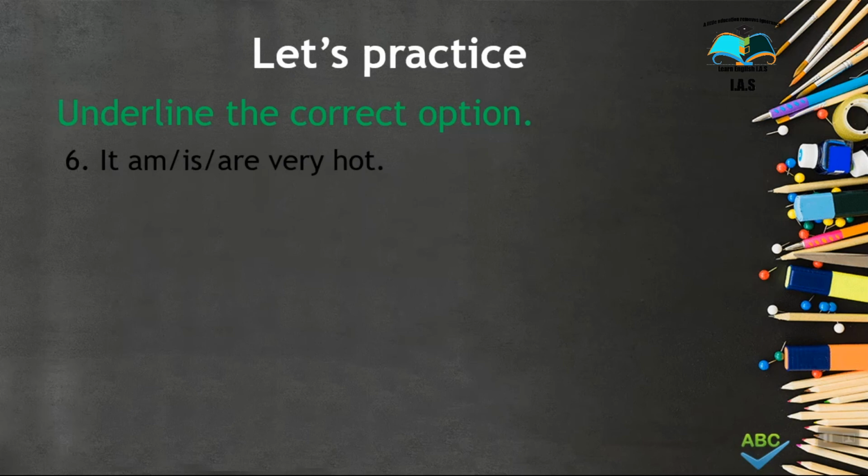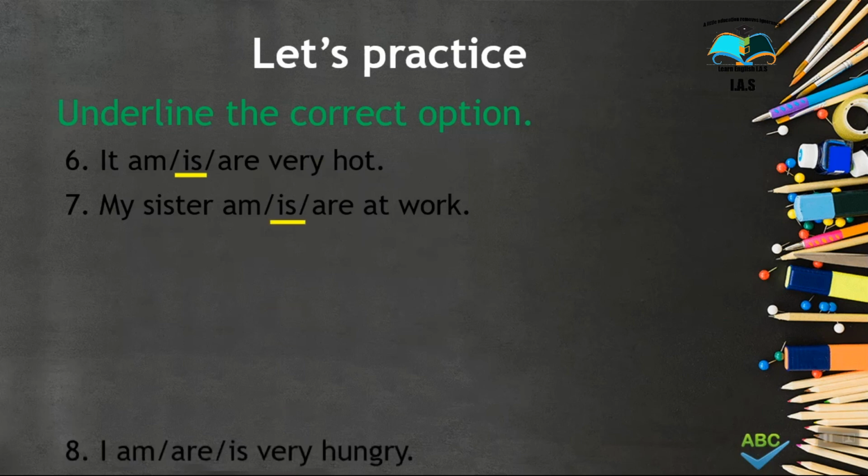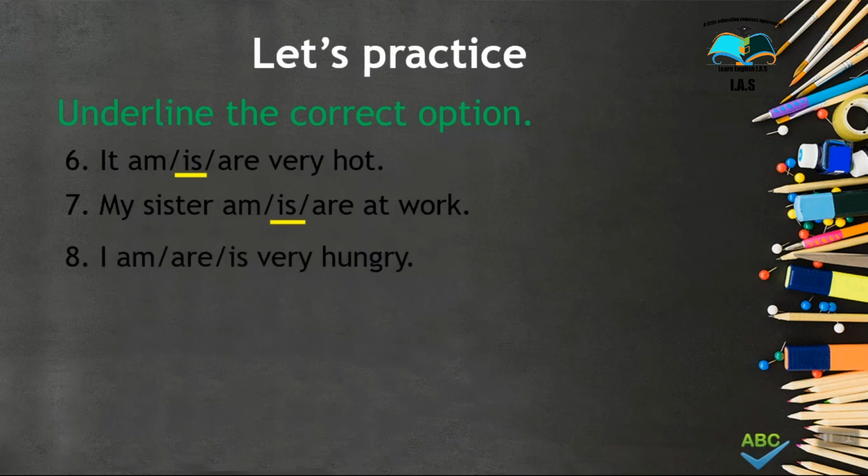Question number 6. Which one is the right answer? Am, is, or are? Correct. It is the right answer. It is very hot. Number 7. For my sister, which one is right? Am, is, or are? Correct. My sister is at work. Number 8. Which one is right for I? Am, are, is. Correct. Am is the right answer. I am very hungry.